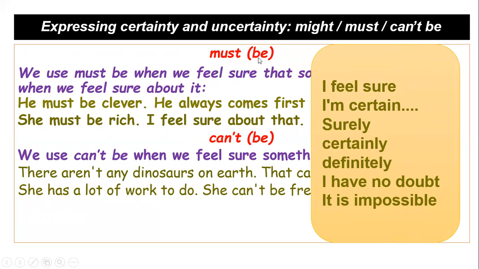And you have to use must be and can't be when you find one of these expressions. بنستخدمهم لما نلاقي أحد التعبيرات الآتية. I feel sure. I'm certain. Surely. Certainly. Definitely. I have no doubt. It's impossible. Okay? All of these expressions mean that you are sure about that something is true or not true. Okay? Okay. Let's move to another point.